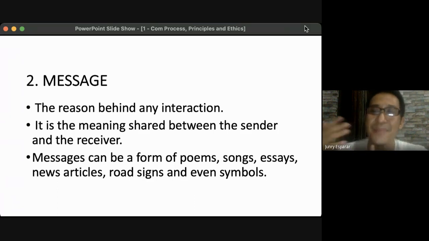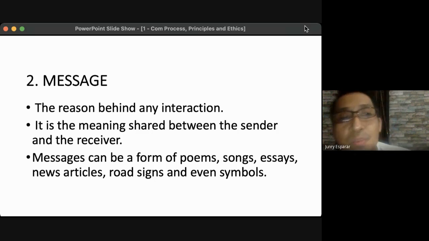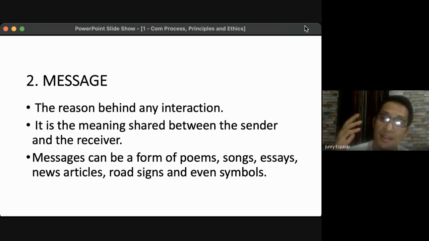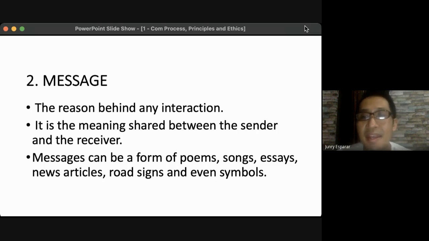I mean, there's something else in the song. It has a hidden message. Because as mentioned here, a message can be in the form of a song. And songs, poems, essays, and even articles differ from period to period, from era to era. Why? Because of the different circumstances, the different situations that we are encountering.